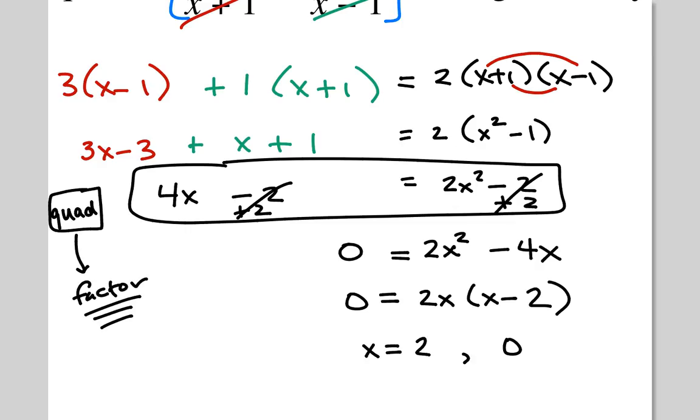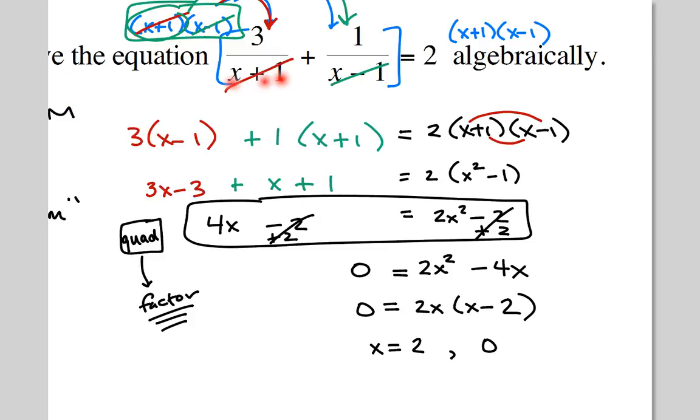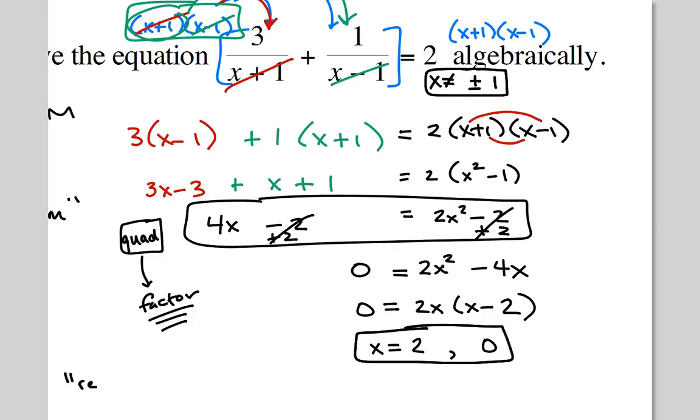Now we just have to check those solutions against our NPVs. What were the NPVs? X not allowed to be plus or minus 1. So are these answers okay? Alright. You guys comfortable with that? The only new thing is the quadratic. And they call this quadratic halfway through the equation or the process the resulting quadratic.